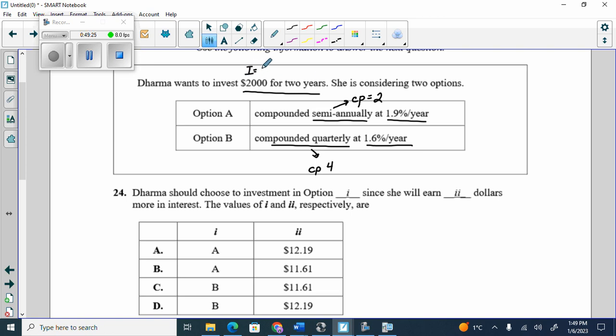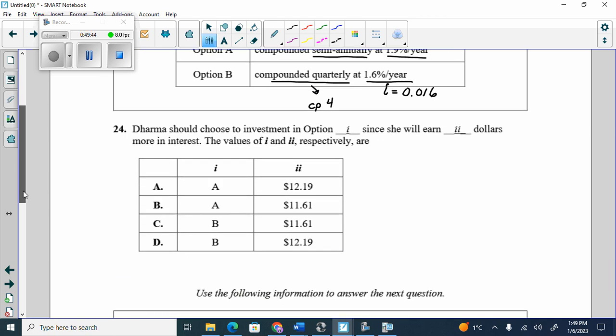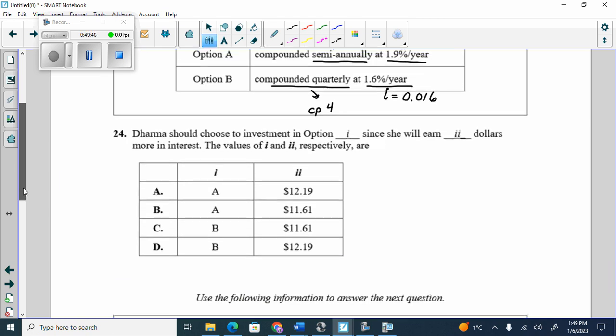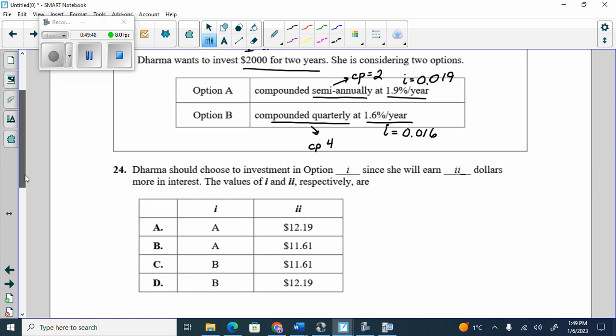This is my initial. And my N is 2. This one, my I is 0.019, because you can divide by 100. And this one, my I, my interest rate, is 0.016. So Dharma should choose which option, investment in option blank, since she will earn blank dollars more.